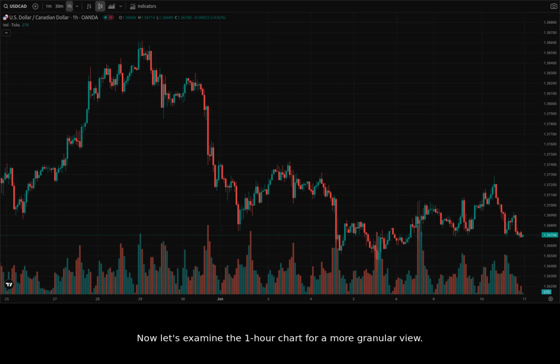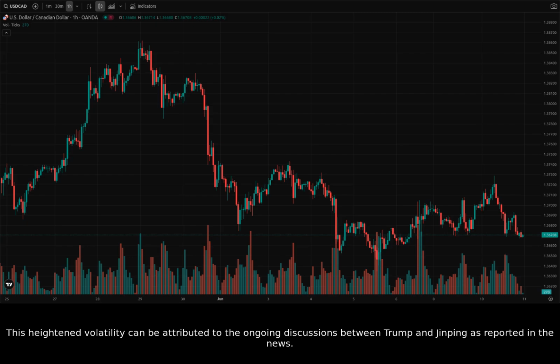Now, let's examine the 1-hour chart for a more granular view. Here on the 1-hour chart, the sideways action becomes even more pronounced. We see smaller ranges and more frequent reversals. This suggests that intraday trading strategies might be more suitable in the current environment. This heightened volatility can be attributed to the ongoing discussions between Trump and Jinping as reported in the news.